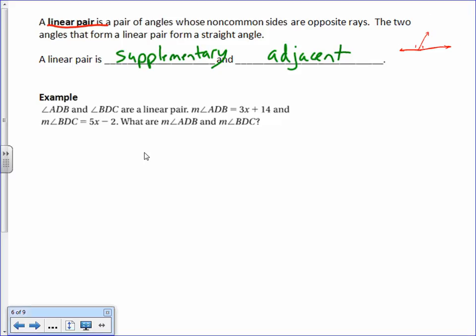We have angle ADB and angle BDC are a linear pair. So I'm going to draw a new one here. Let's just assume this is our linear pair. So this is D right there, and we'll do point B, point A, point C. So angle ADB is 3x plus 14. So this angle is 3x plus 14. And this angle is 5x minus 2. What are the measures of those angles?